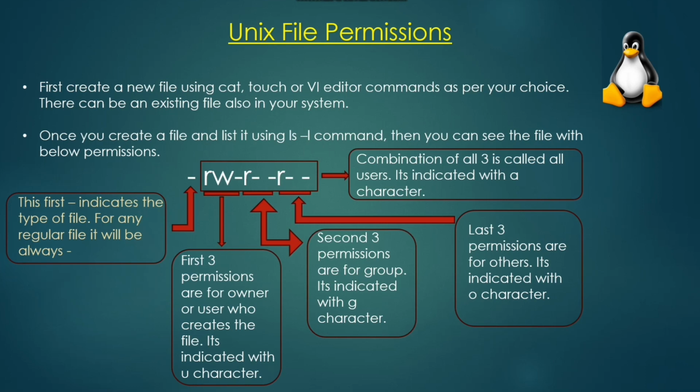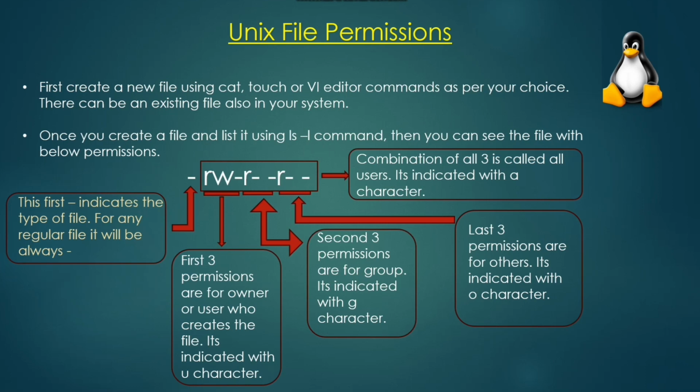What this usually means is that the first hyphen indicates the type of file. For any regular file it will always be a hyphen. Then we have rw-. Those are the first three permissions which signify the owner or user who creates the file, so it's indicated with the u character.